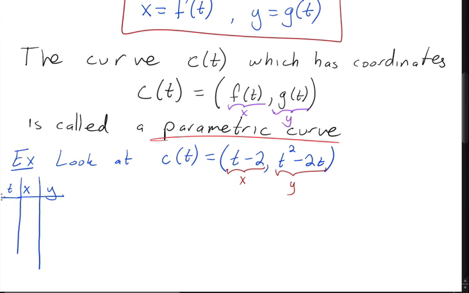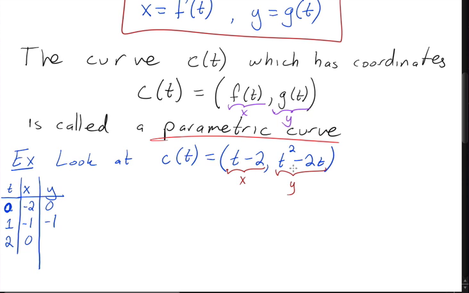Pick something simple. How about we do 0, and then we'll do 1. When t is equal to 0, x is equal to negative 2, y is equal to 0. And let's do 1. When t is equal to 1, x is equal to negative 1, y is equal to negative 1. Okay, how about 2?